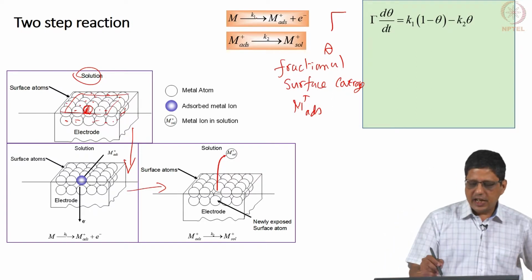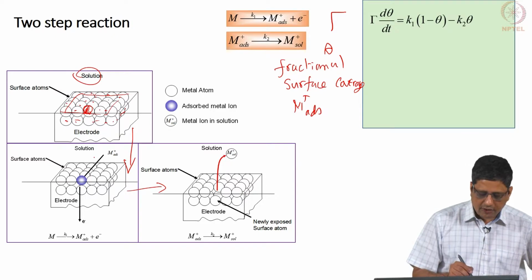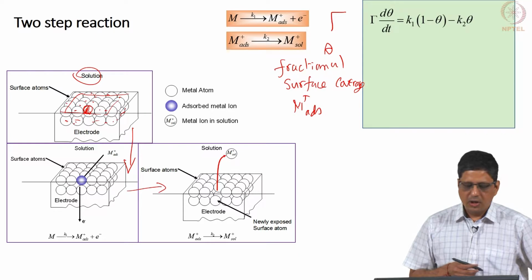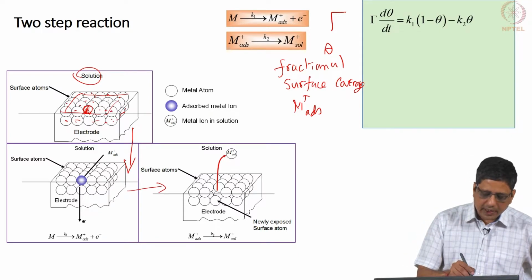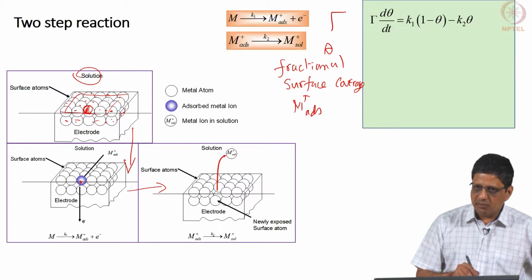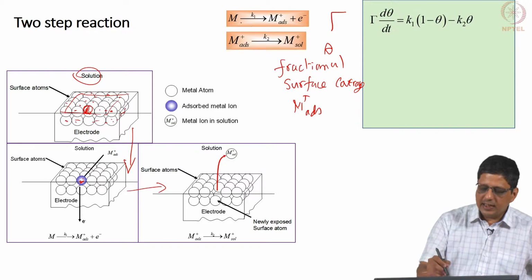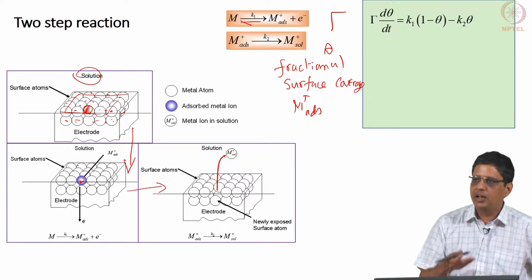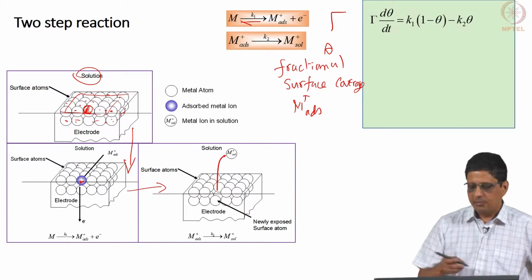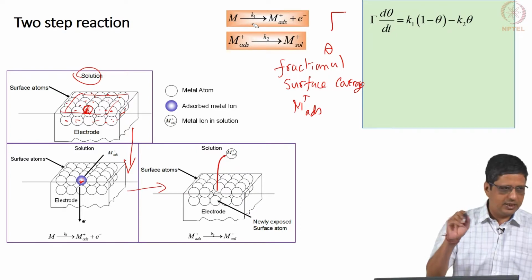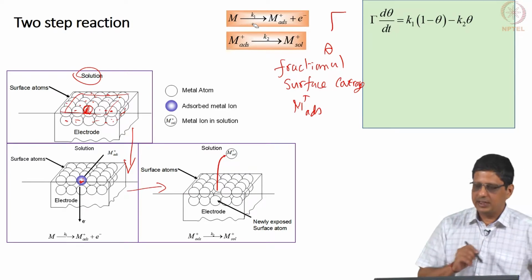Now, the first reaction can proceed only from vacant sites. We call the remaining metal atoms as vacant site. So, a metal atom can become M plus adsorbed. If it is already M plus adsorbed, it can leave, it may stay there or it may leave. If I say this reaction is reversible, then I can say it can take an electron and become metal atom again. But we are not considering that case now, we are considering only a simple forward step for the first step, simple forward step for the second step.